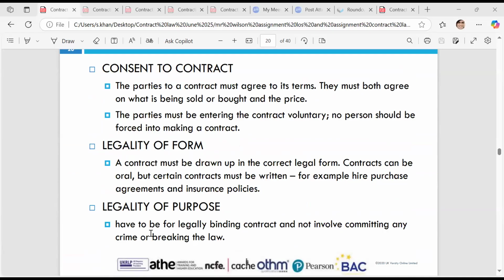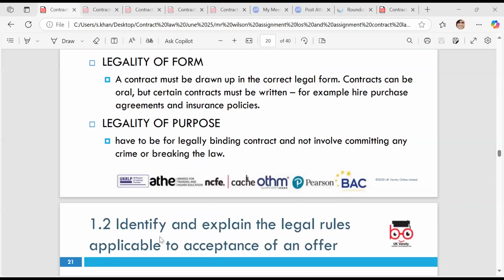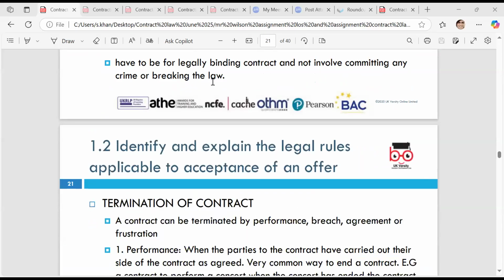Consent: both parties must agree to the terms. There must be consent in place and legality of form. There must be a contract in place that is legally and orally available to them, and they have a legally binding contract. So, for example, if they breach it, they can be committing a crime or breaking the law. So it's really, really important you identify that.